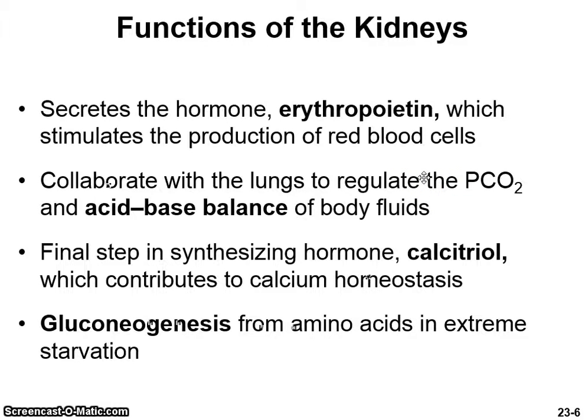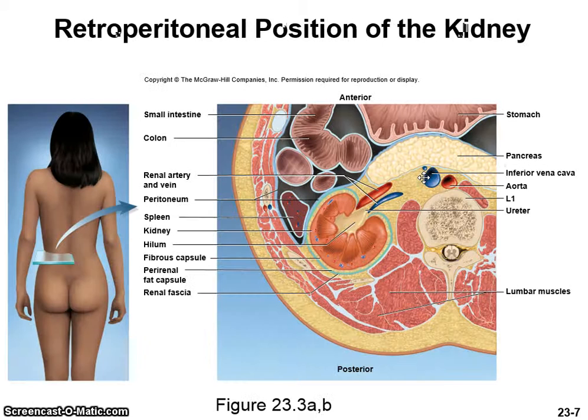Gluconeogenesis from amino acids in extreme starvation. This is the retroperitoneal position of the kidneys. Here's the peritoneum, and here's the peritoneum here, and this is the peritoneal cavity, and the kidneys are right here. The kidney is a bean-shaped organ. The convex side is the outer curve, and the inside curve is the concave part. There's a part called the hilum.